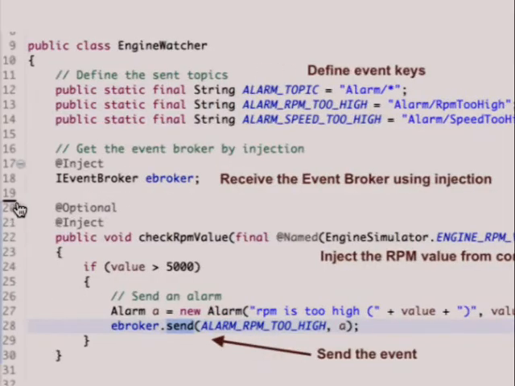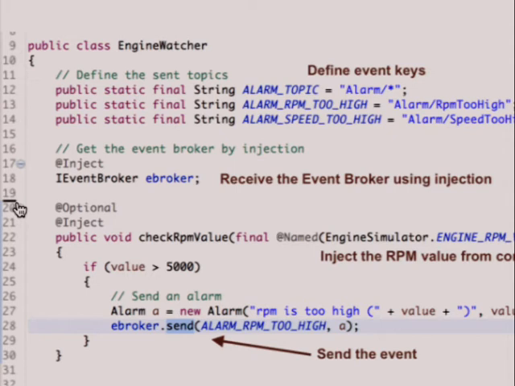For instance, in my check RPM value method, where I injected the RPM value, the method is reinvoked when the RPM value changes. I can check if the value is over a threshold, create an alarm, and send this alarm to the broker. And of course, the broker is obtained using injection. So you inject the broker here.